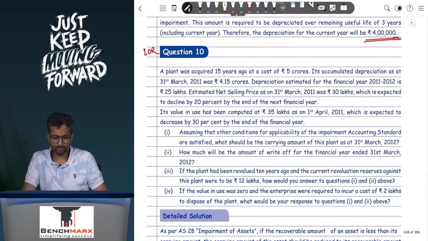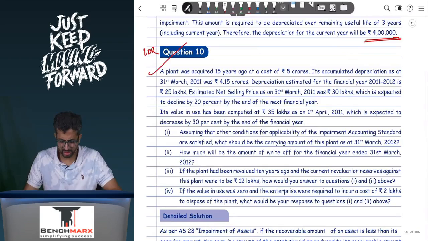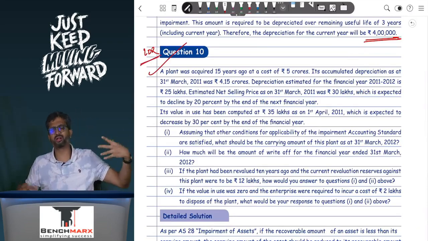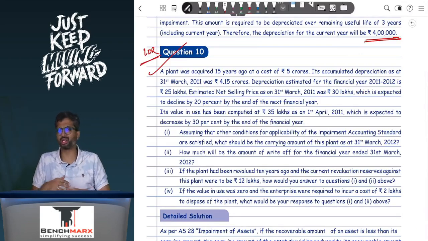Okay, next you have question number 10. Let us review this based on the data which is there. We have put this for LDR because here your impairment adjustments are also done. There is some revaluation adjustment as well. And what if your recoverable value becomes 0? Even that is tested. So it's a decent question.